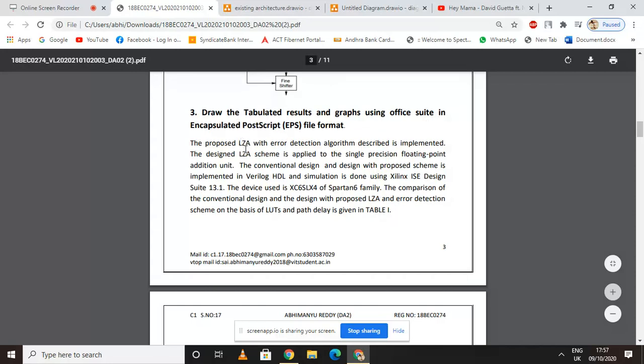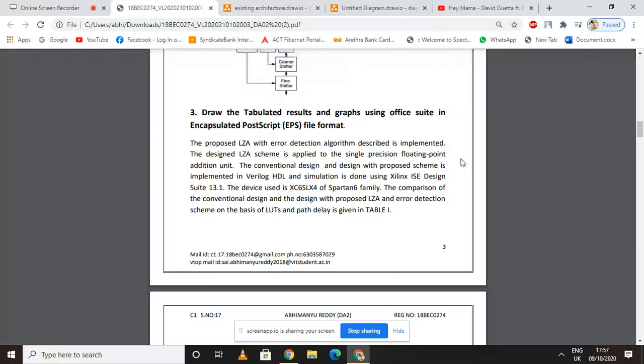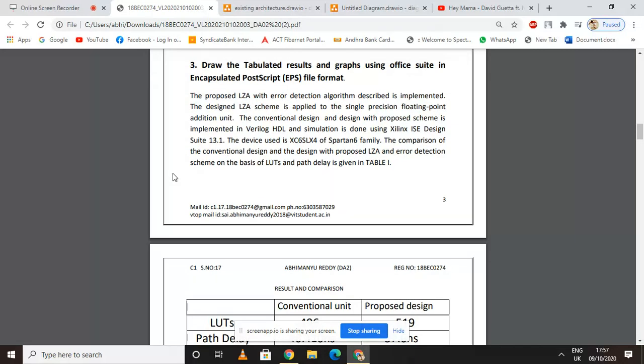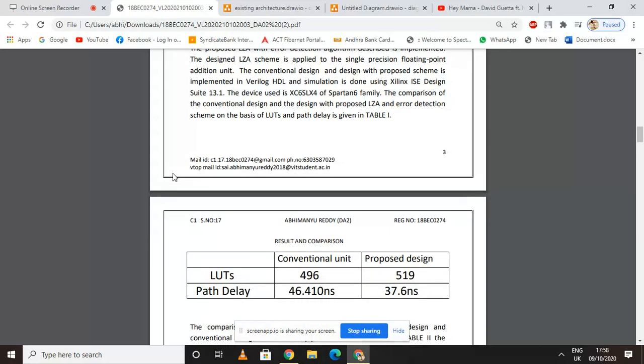The proposed LZA with the error detection algorithm described is implemented, and the results are obtained. The conventional design with the proposed scheme is implemented in Verilog HDL, and the simulation is done using Xilinx ISE Design Suite 13.1. The device used is XC6SLX4 of the Spartan 6 family. The comparison of the conventional design and the design with the proposed LZA and error detection is there in this table on the basis of LUTs and the path delay. The results are shown in Table 1.